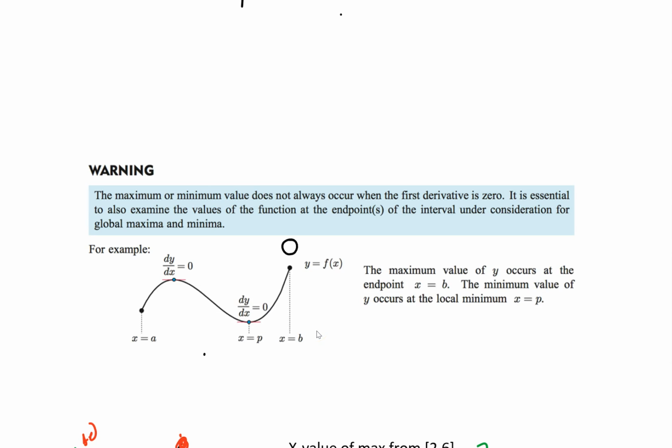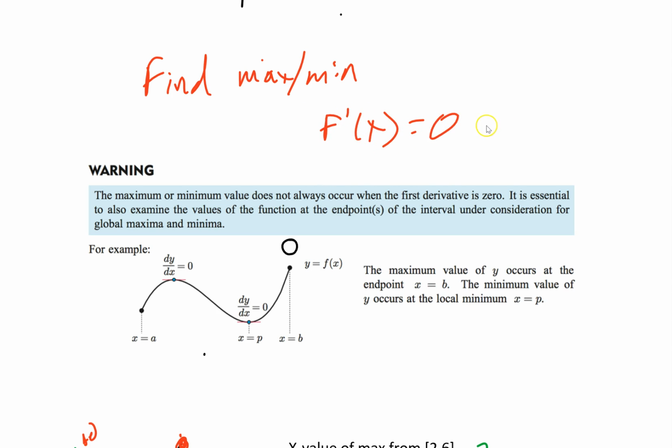So that means when we're looking for the max, the way we find the max or min is, first, we set the derivative equal to 0 to find our critical points, or undefined, to find our critical points. And then when we hit those critical points, we plug them into the original function to find the value. But we're also going to plug in the endpoints.